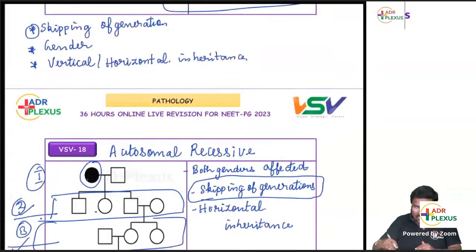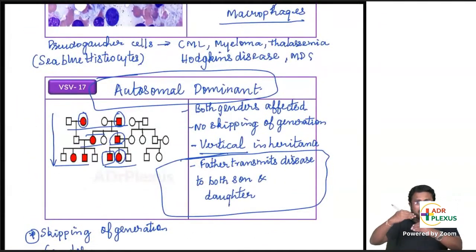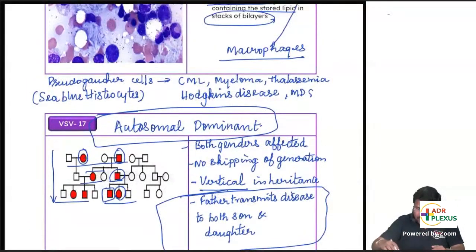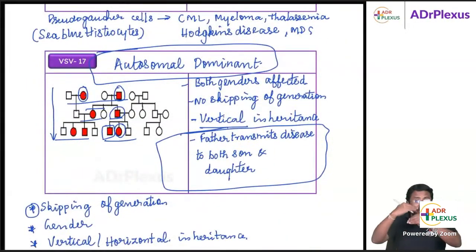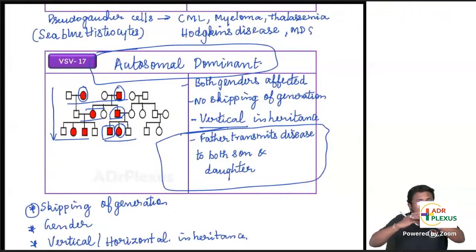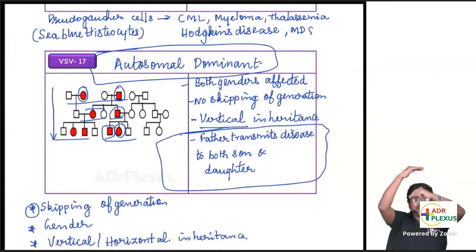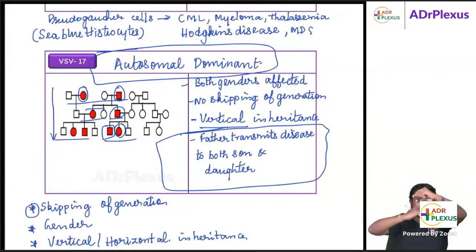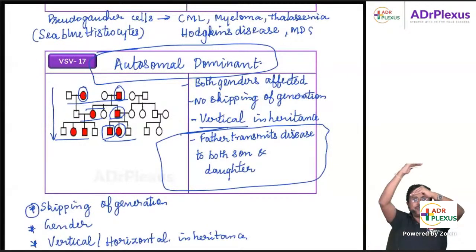Vertical inheritance means from father to son, son to grandson. Vertical pattern of inheritance means from one generation to another, from the affected father or mother transmitting the disease to the next generation vertically. That is from grandfather to father, father to son, son to grandson. So that is a vertical pattern of inheritance.